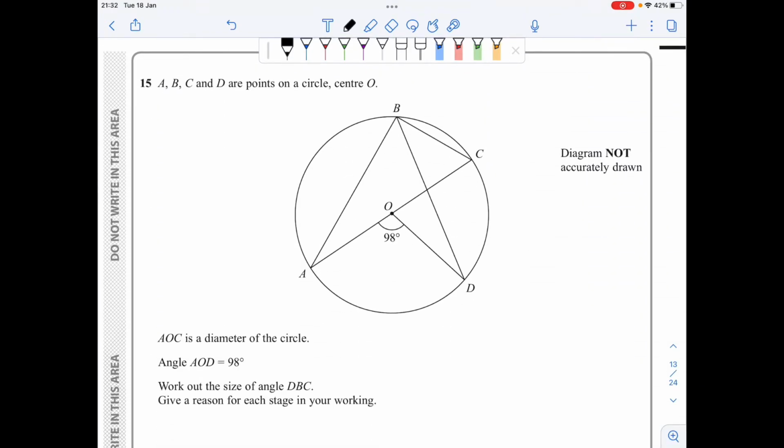For question 15, there are many ways to find angle DBC. I will proceed as follows. Angle ABC is 90 degrees because it's an angle in a semicircle. The angle ABD is 49 degrees. That's half of 98 because angle at the center is twice the angle at the circumference. Hence, the required angle is 90 minus 49, which is 41. So let's go and write this down.